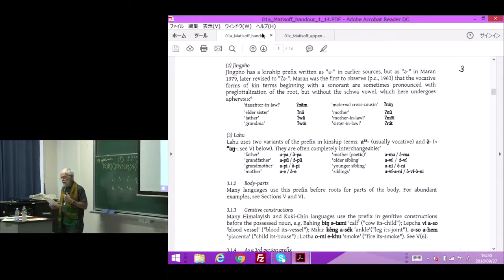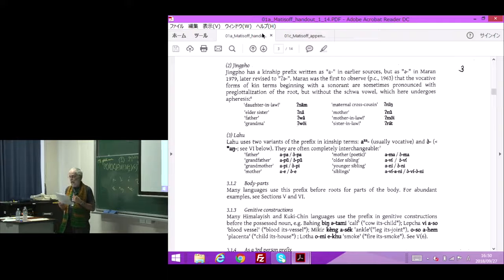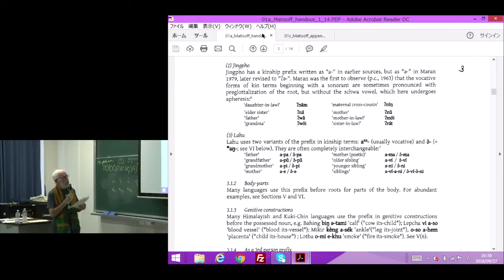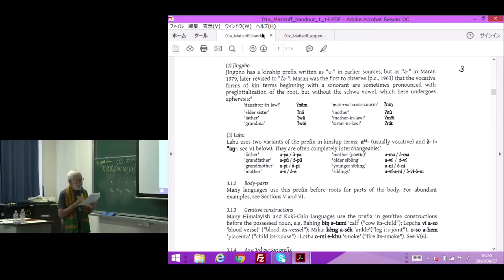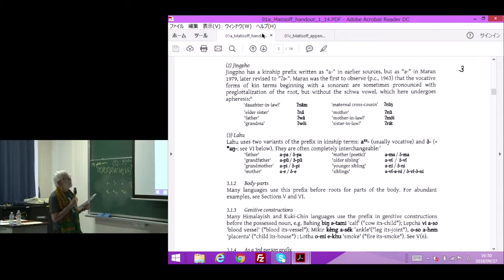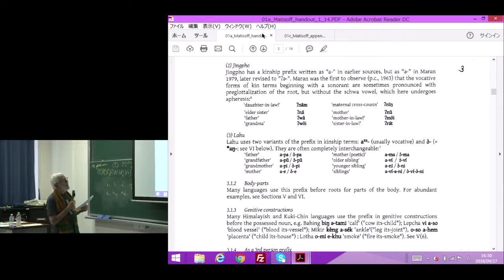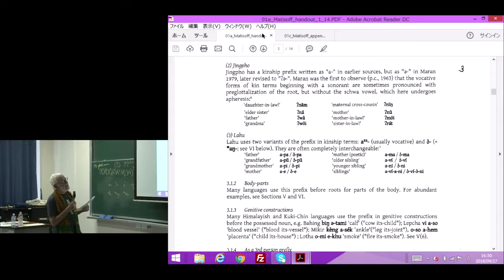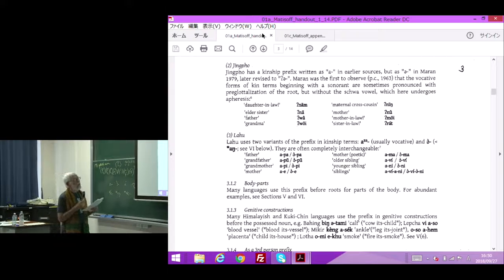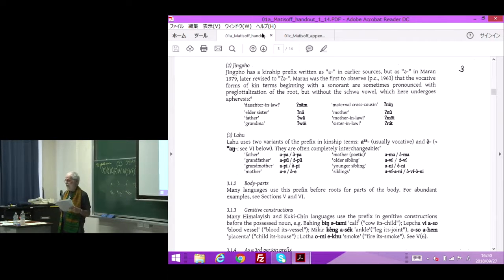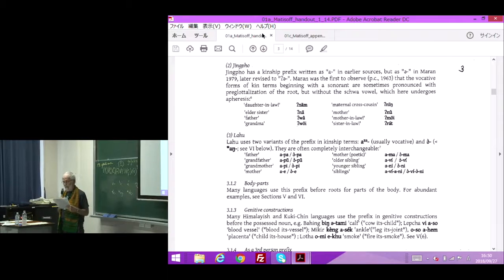And Moran was the first to observe that vocative forms of kinship terms, which begin with a sonorant, are pronounced with glottalized initials. So, daughter-in-law, Nam rather, Na, elder sister, father, Wa, grandma, Woi, maternal cross cousin, Ning, mother, Nu, and so forth. Leroux was the first to note that there were pre-glottalized initials in Jingpo. That's a big discovery.